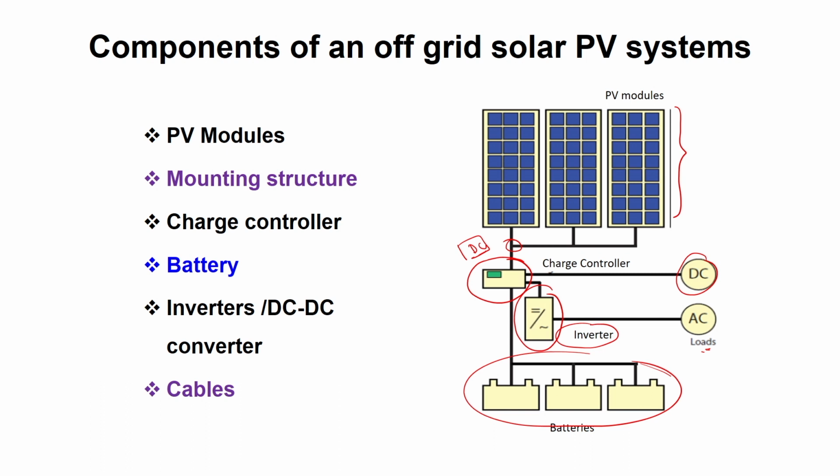during off-peak hours. So, in a nutshell, this system comprises PV modules, mounting structures, charge controller, battery, inverter or DC-DC converter, and cables. All the components are essential, and we need to consider the efficiencies of all the components while designing such a power plant.